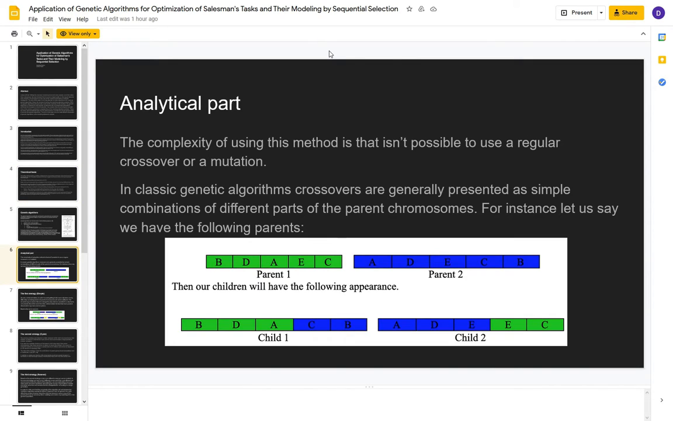Analytical part. The complexity of using this method is that the usage of regular crossovers or mutations is not possible.